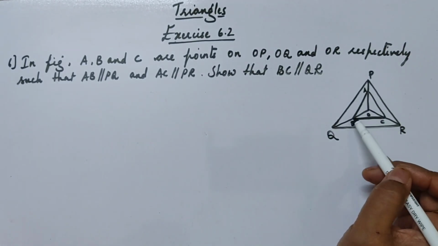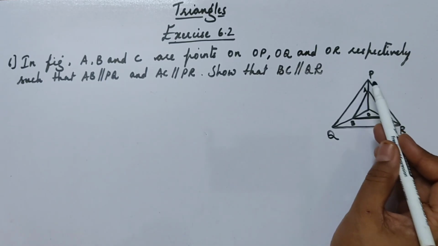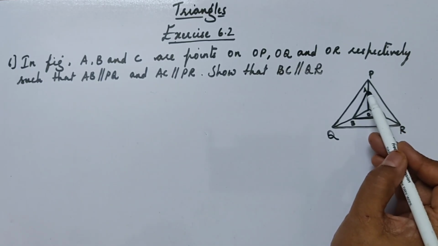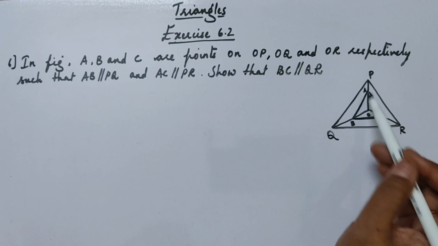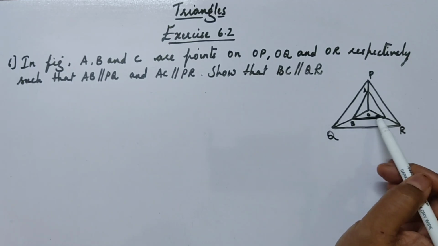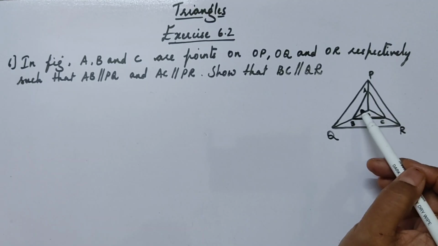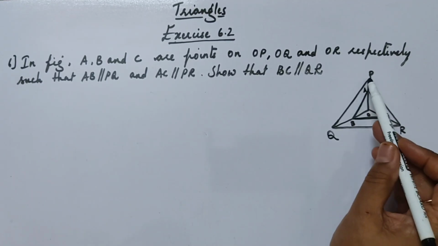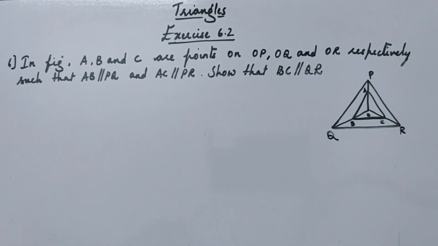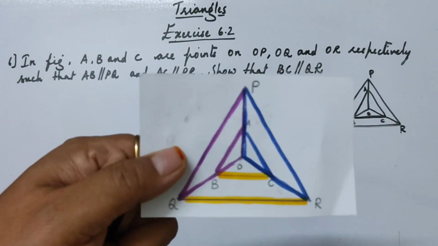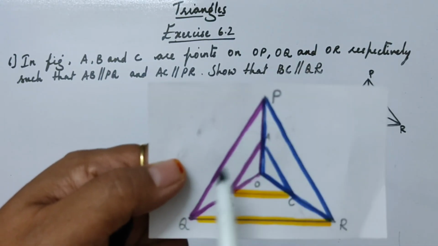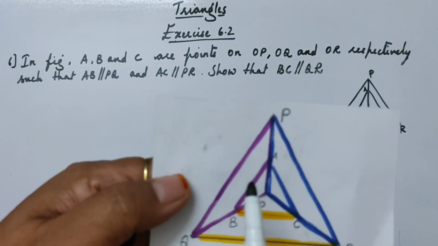In this, A, B and C are the points. Where are these points lying? A is lying on OP, B is lying on OQ and C is lying on OR, such that AB is parallel to PQ. Now I'll just show this figure, students. Can you see this? I have colored these triangles in different colors here.